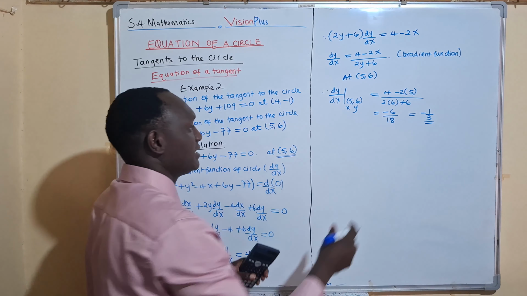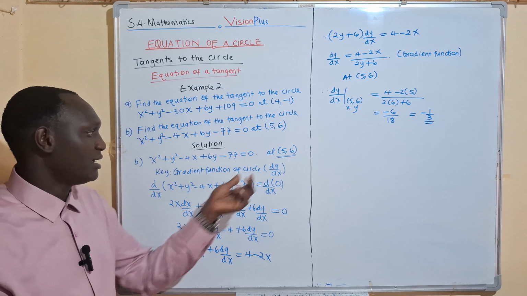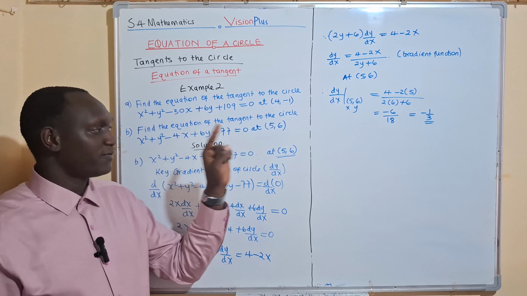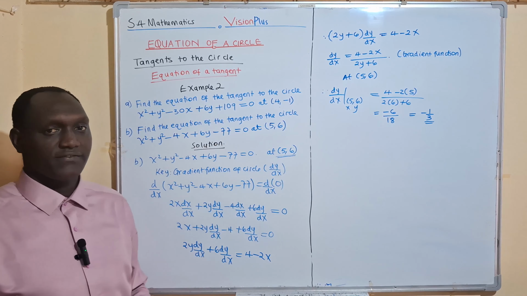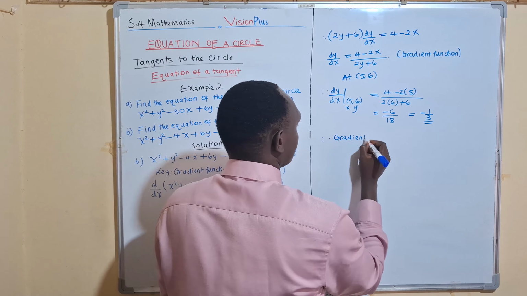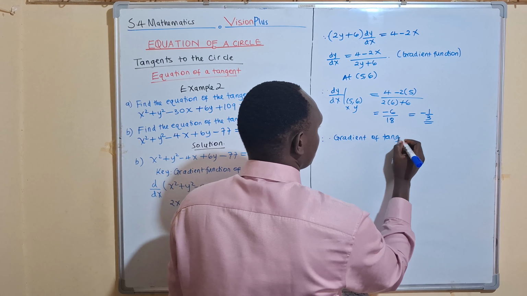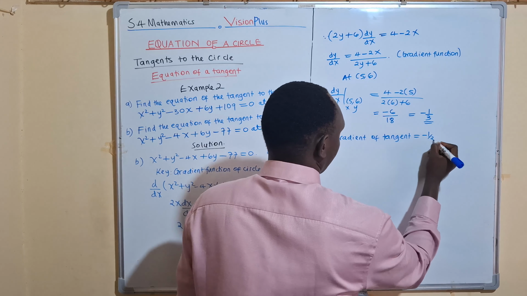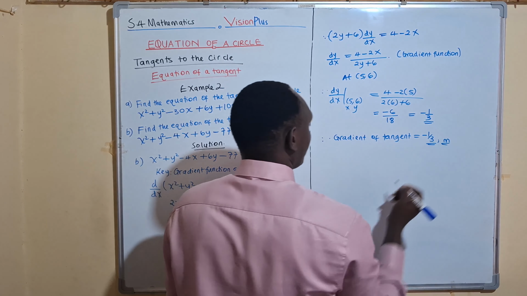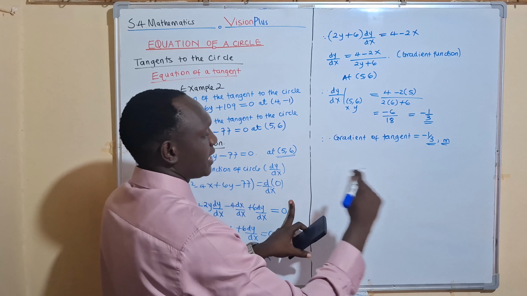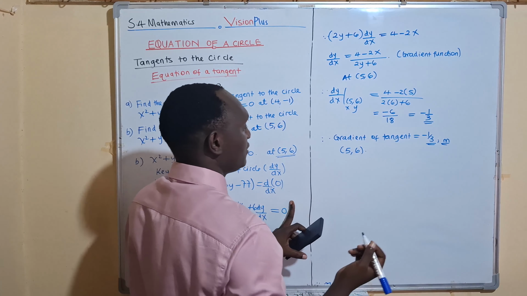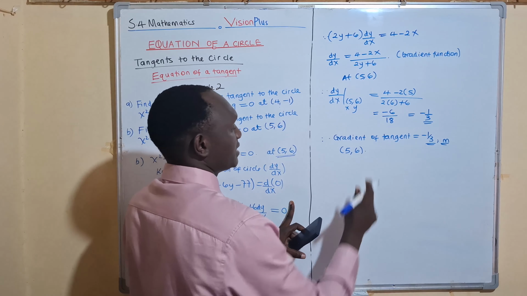So this is the gradient of the circle at point (5, 6). At the same time, that is the gradient of the tangent at the point (5, 6). Therefore, the gradient of the tangent is negative 1 out of 3. Now, if you have the gradient, which we call m, and you have this point which is also on the line of the tangent, you have (5, 6) as a point. Then you can find the equation of the line, because the tangent is a line.